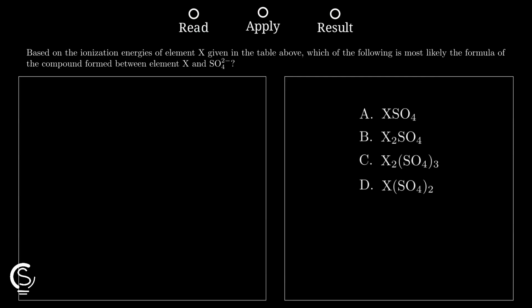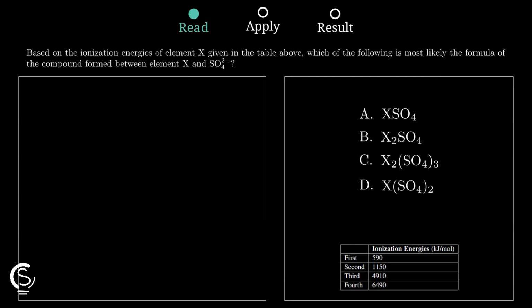First, look at the energy values provided in the table for element X. We are searching for the largest jump between successive ionization energies to identify the valence electron count.